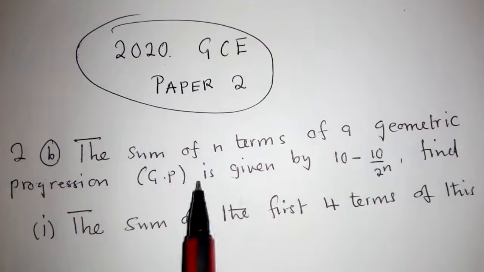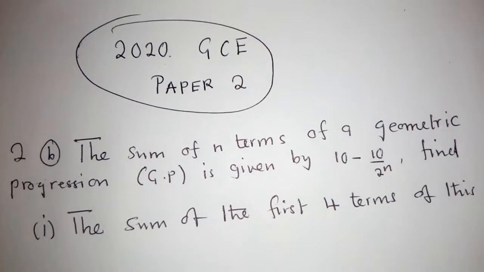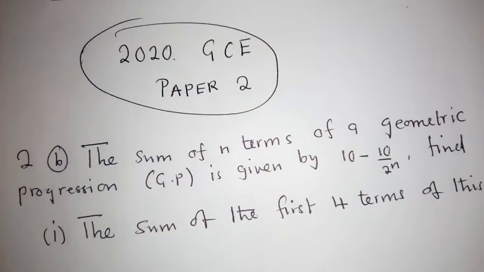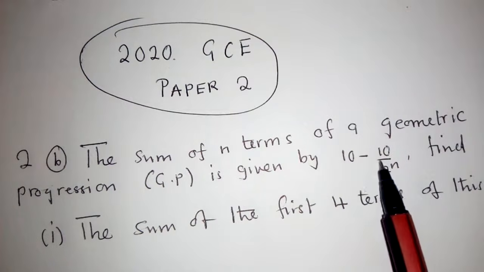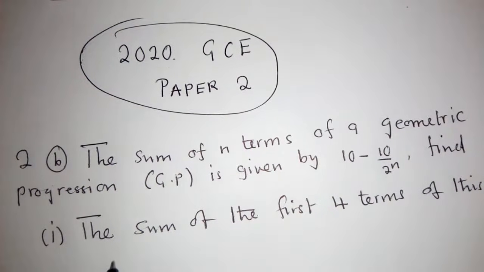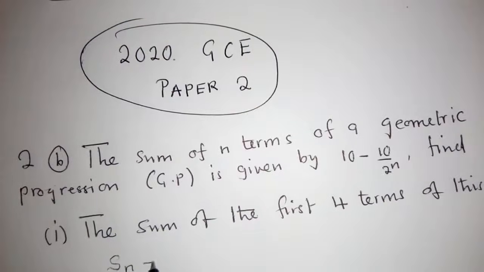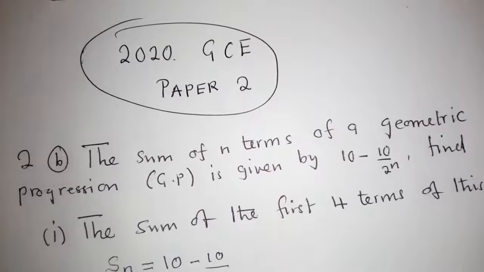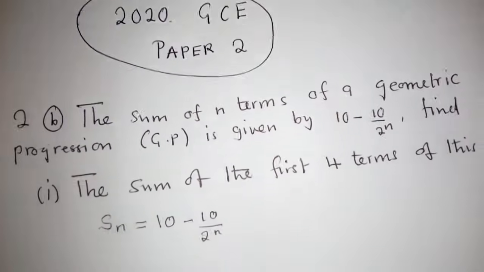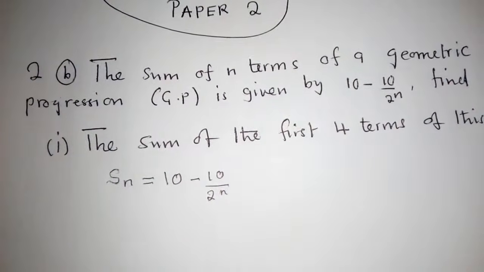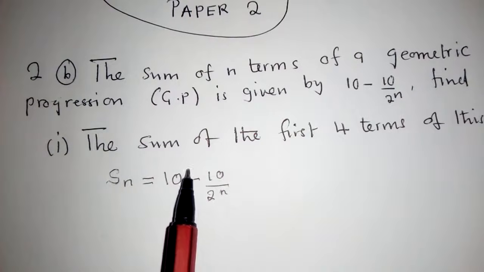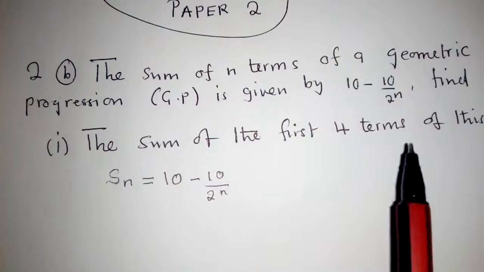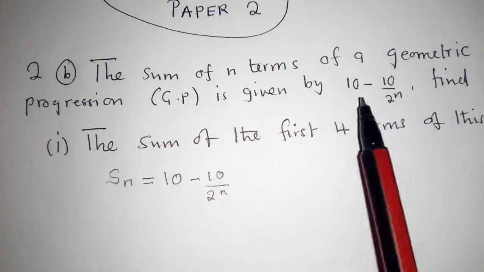On this one, we're not going to use the formula for finding the sum, the one they give us in the question paper. We'll focus on the formula they have given us. So we'll say sum is equal to 10 minus 10 over 2 power n. Hopefully you're able to see what is happening. This is the formula we're going to use, and I have taken it from the question over here.